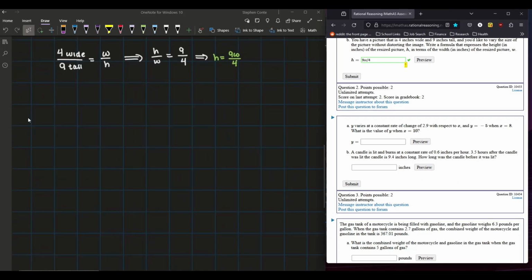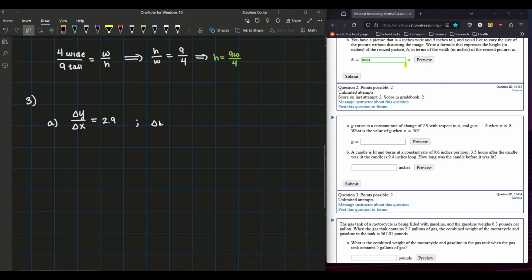Nice. Okay. Number 3. Y varies at a constant rate of change of 2.9 with respect to x. So I'm saying that the change in y with respect to the change in x is 2.9.